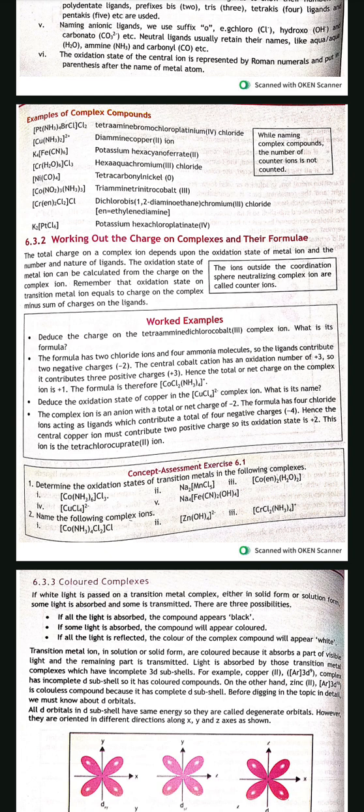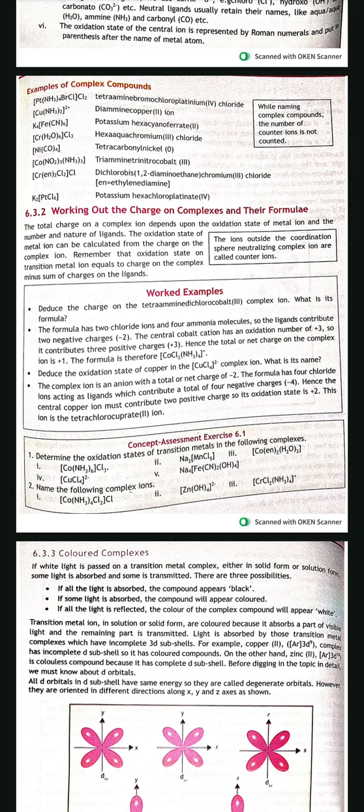Potassium hexacyanoferrate, because potassium is a cation, so we need to write its name before the name of the ligand. Hexaaquachromium(III) chloride. Tetracarbonylnickel. Next one is triammine trinitrocobalt(III). So this is how we name the ligands, we name the coordination compounds.